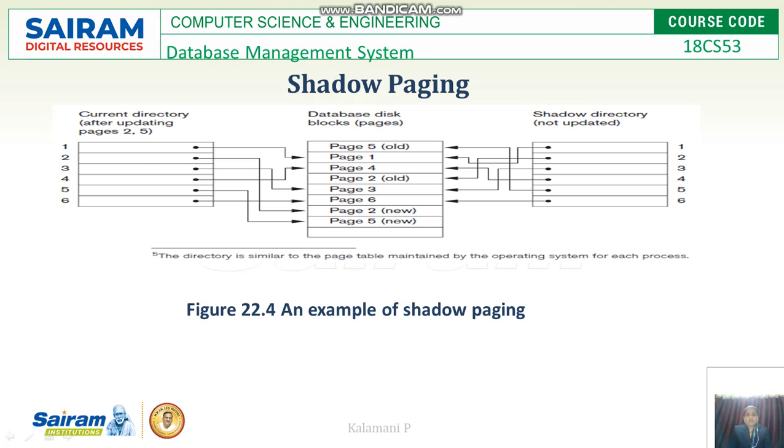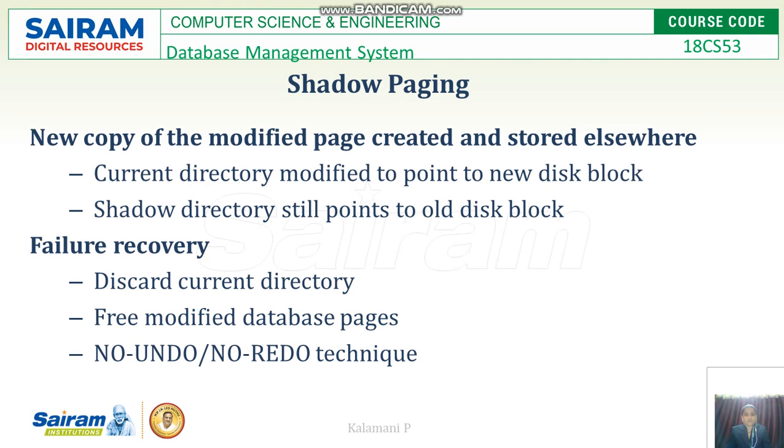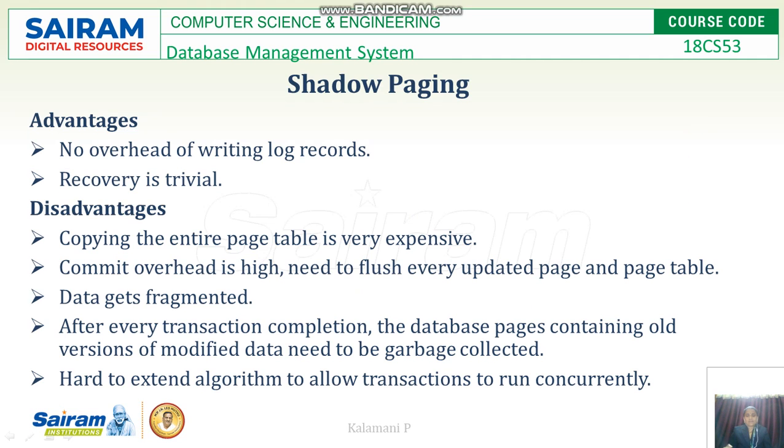So what is the advantage here? If a transaction fails, it will take the data pointed to by the shadow directory. If the transaction is successful, the current directory's update is taken. These are the advantages of shadow paging. For failure recovery, the current directory is discarded and the shadow directory is taken. The database is easily recovered with no undo, no redo technique. Another advantage is no overhead of writing log records. Log records are not used here. Recovery is trivial, because we are using the shadow directory and the current directory.